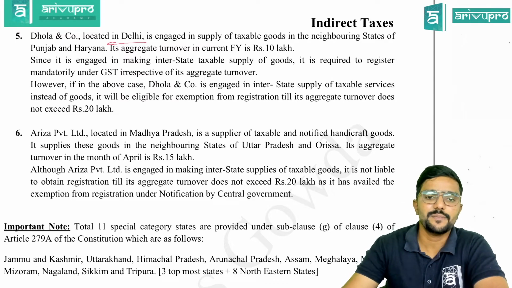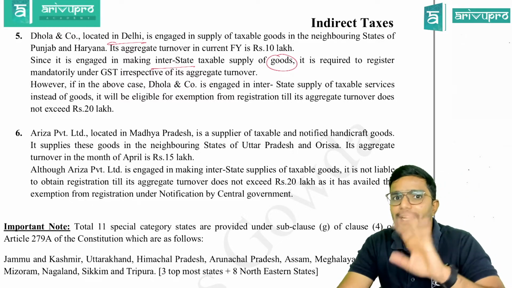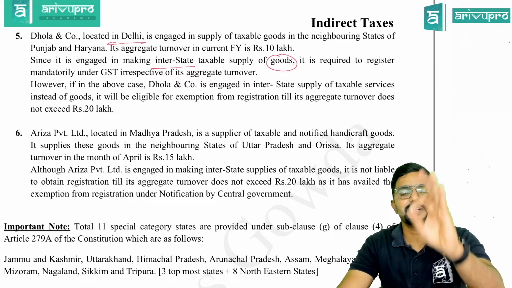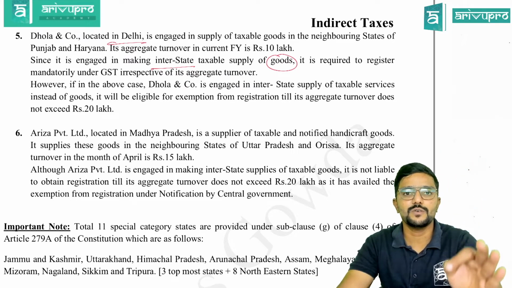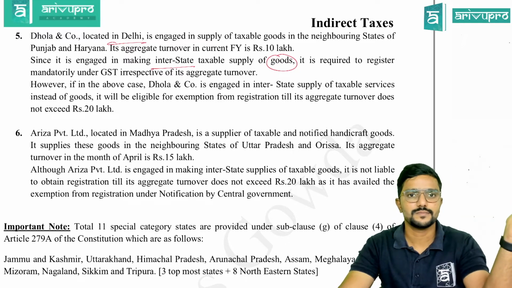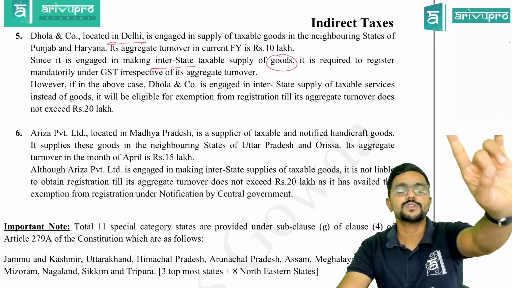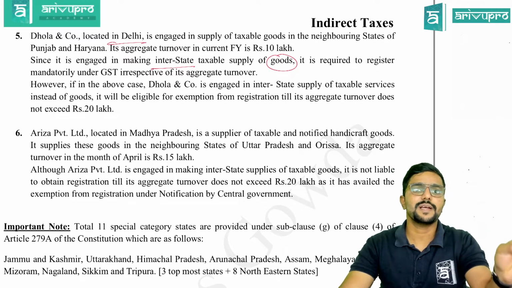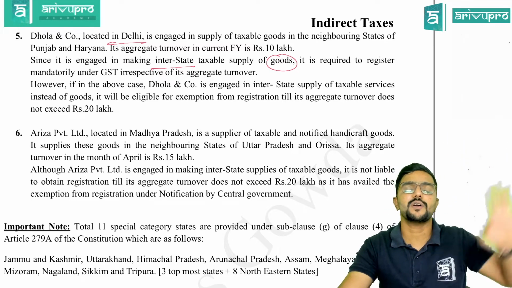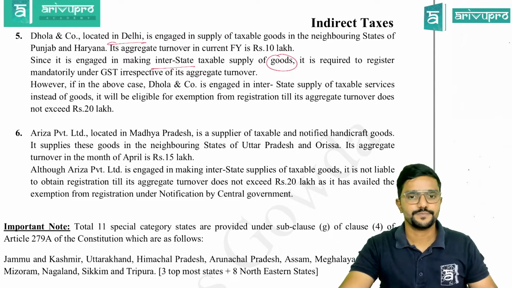Since it is engaged in making interstate taxable supply of goods, which is not a handicraft good. See, until and unless they mention handicraft goods or craftsman goods in the question, it is always understood that it is normal other goods. If they clearly give that the supplier is supplying handicraft goods or goods made by craftsman, then only apply section 23 provision. If not, it is always assumed that it is normal goods.